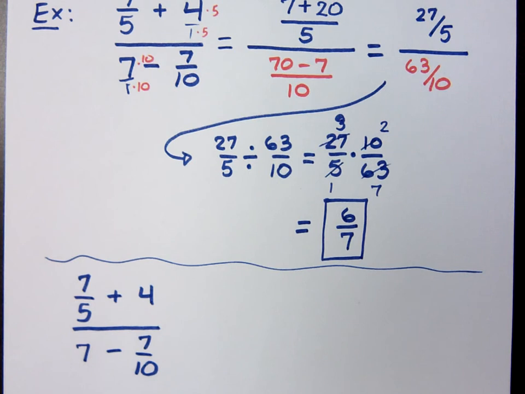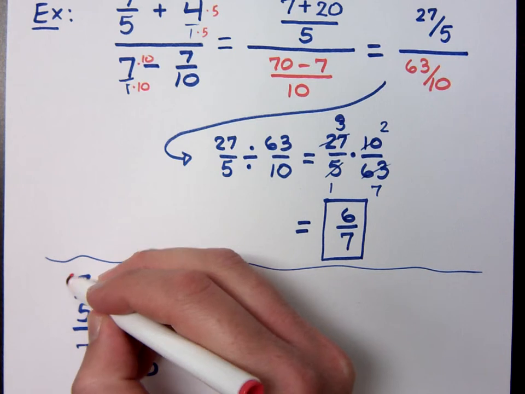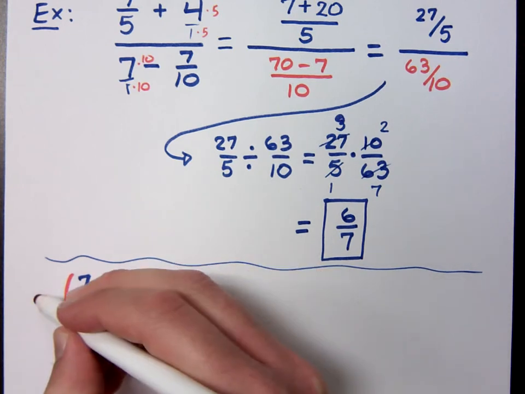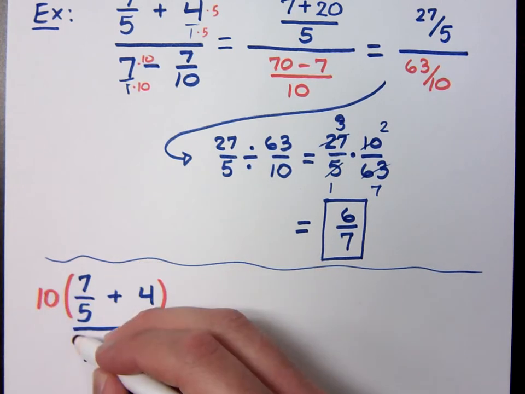And when I do that, I want to find the LCD, because what I'm going to do here is I'm going to clear out my fractions. I'm going to clear out my denominators. What is the LCD for the whole thing that I have here? Okay. 10. So really what I'm going to do is this. I'm going to multiply the top by 10 and multiply the bottom by 10.